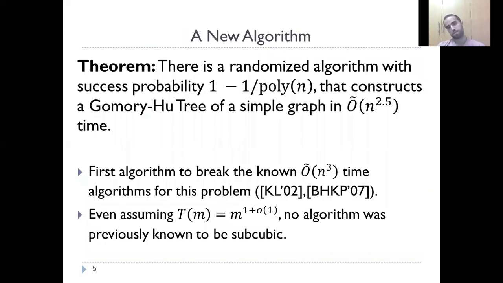Now, what we show in this paper is that there is a randomized algorithm that with high probability constructs a Gomory-Hu tree of a simple graph in time n to the 2.5. Now, this is the first time an algorithm breaks down the n cube barrier for this problem. And also, even if we assume maximum flow can be solved in near linear time, no algorithm was previously known to be subcubic.